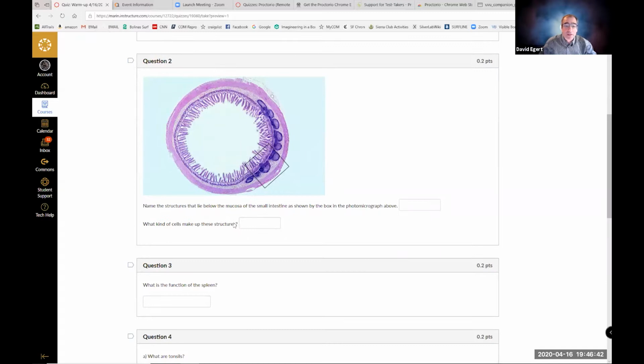Next, I love this picture. This is this beautiful cross-section of the ileum, the lower part of the small intestine. And it says, name the structures that are lying below the mucosa here, indicated by the box. So these purple structures, what are they?